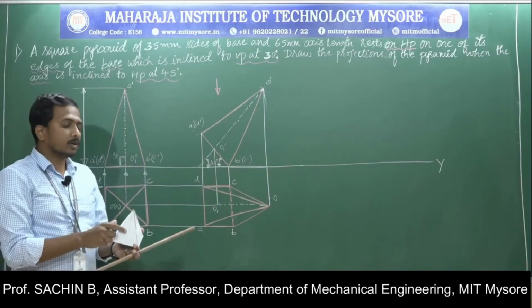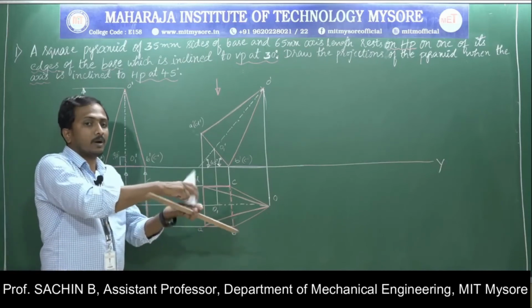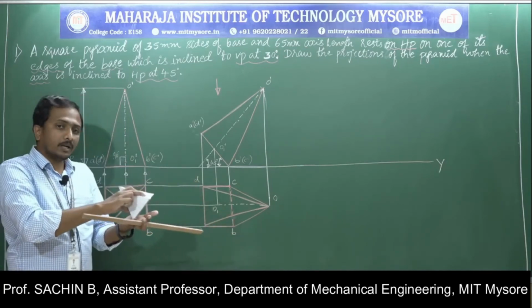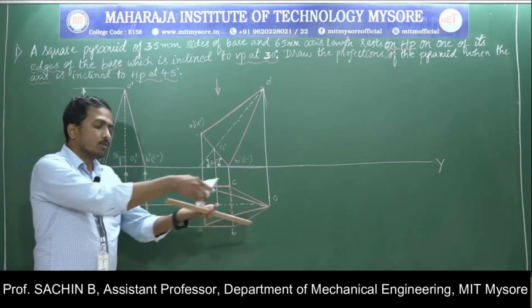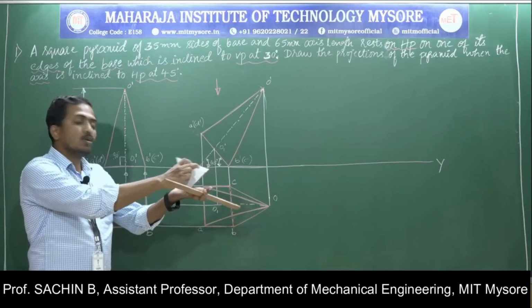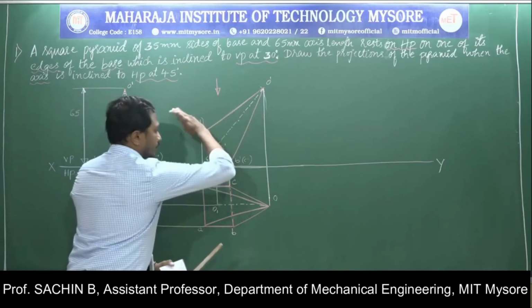Some of the students will ask, sir, why are we rotating the pyramid only in the right direction? Why not in the left direction? That condition is also possible. While constructing the object, you can go in this direction or in this direction. Means instead of constructing to the right side, you can construct to the left side.